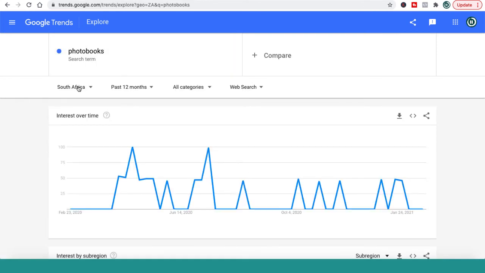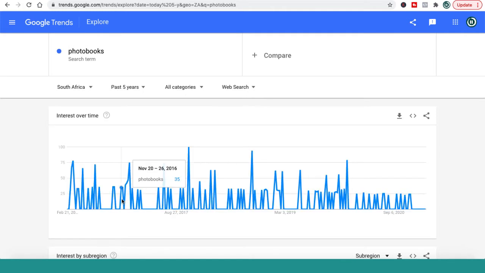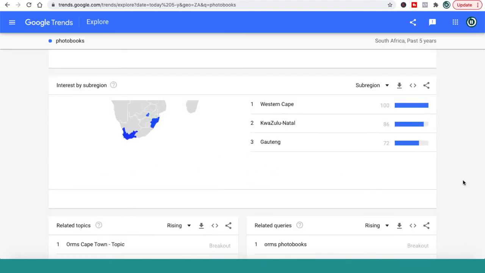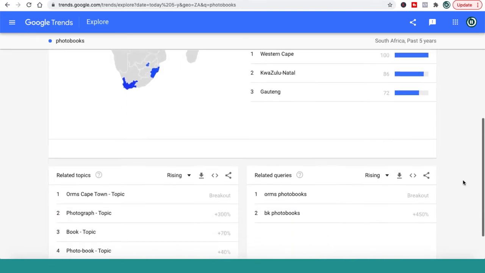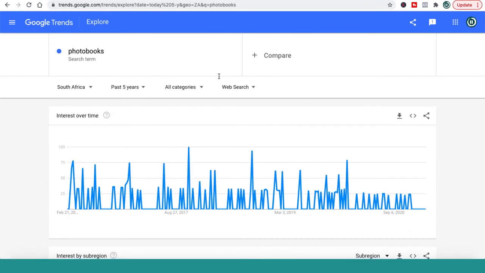Okay, let's go to photo books over the past 5 years in South Africa. Interesting data. In 2017, it peaked. It was mostly searched by Western Cape and then KZN. And here we can see that there is Orms, Cape Town as a breakout topic, and BK.